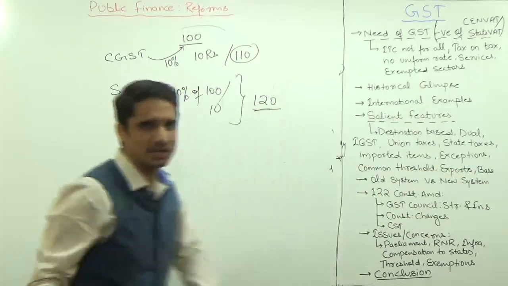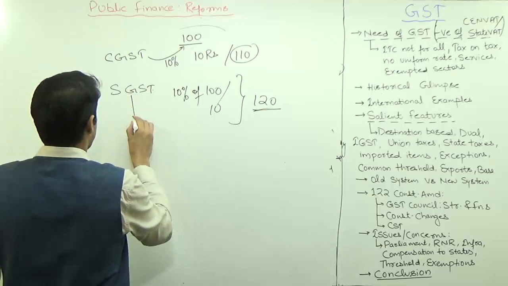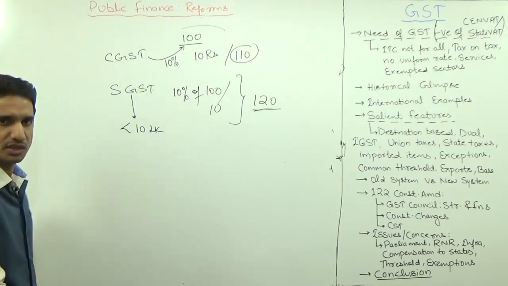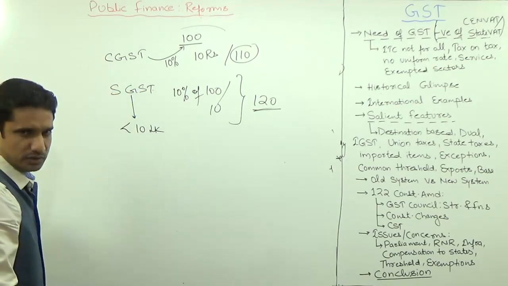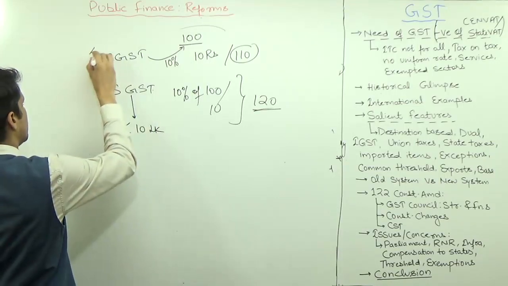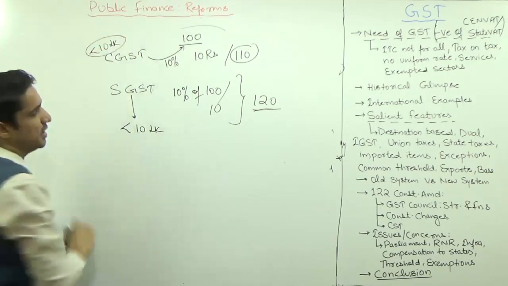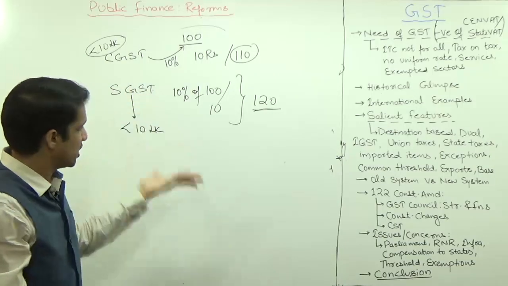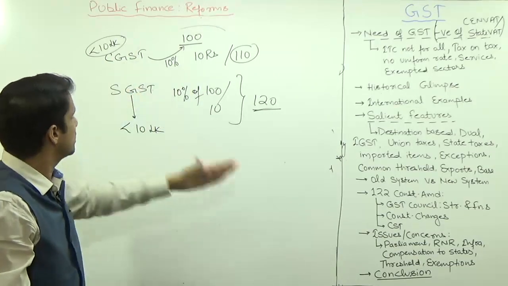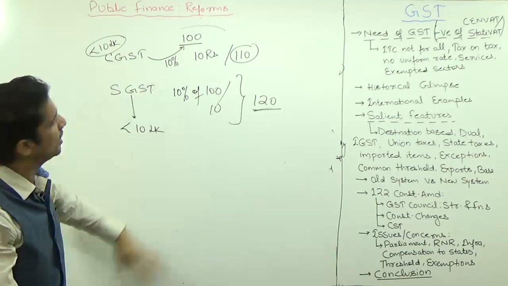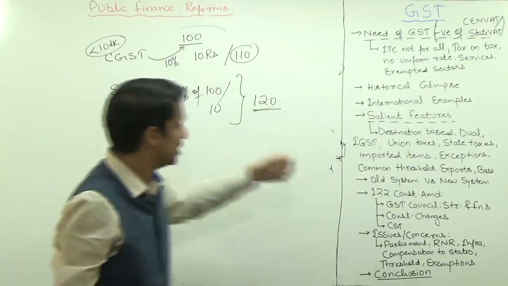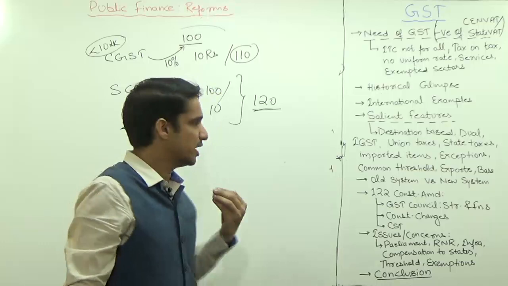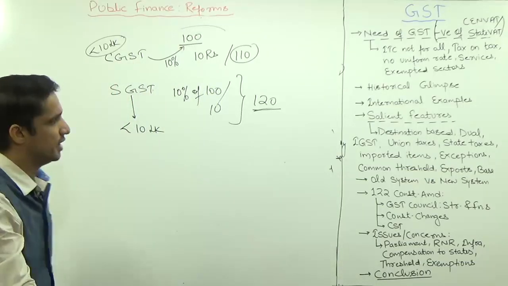Then the common threshold. Common threshold means if the state is saying that if your revenue is less than 10 lakh rupees you don't have to pay SGST, then that same 10 lakh will be applicable to CGST. If your revenue is less than 10 lakh rupees, you don't have to pay CGST as well. Finally, the negotiations are going on. The states are saying that the threshold should be more, and the central government is saying the threshold should be optimum. When GST comes, the GST Council will decide the value of the threshold, but it will be the same for both CGST and SGST.